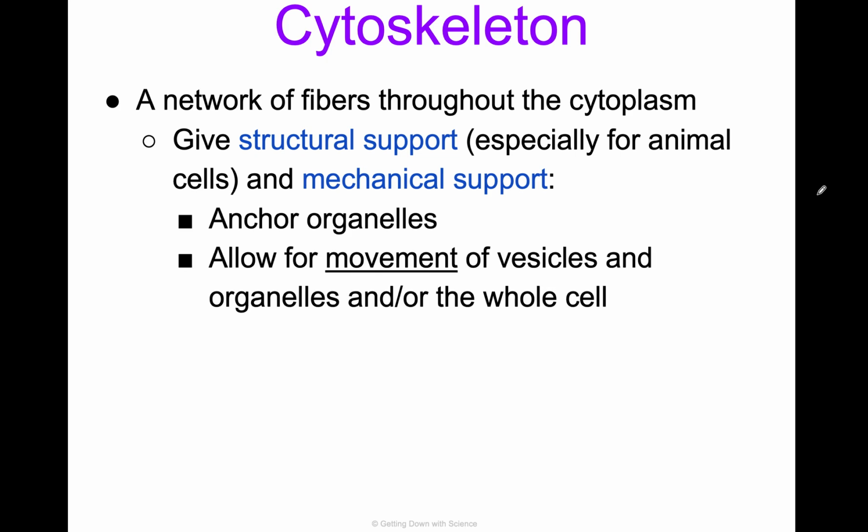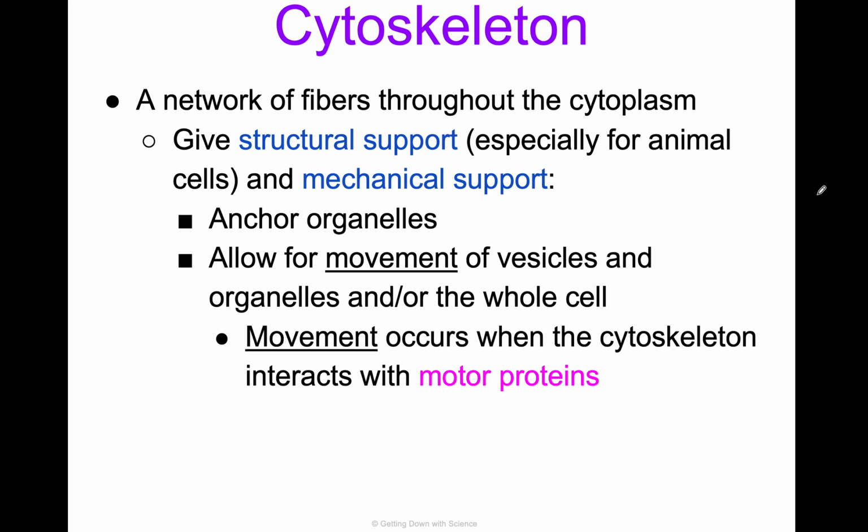It can anchor the organelles in place, and it's like this little network of train tracks that go through the cell that allow for the movement of vesicles or organelles or the whole cell itself. So little train tracks, little scaffolding. The movement occurs when the cytoskeleton interacts with motor proteins, and they're exactly what they sound like. They have a motor on them. They move things around.